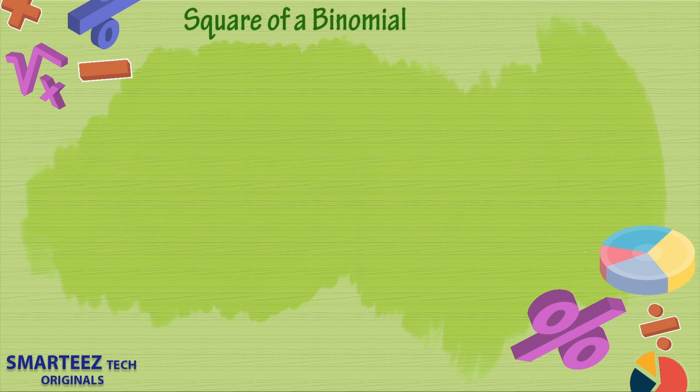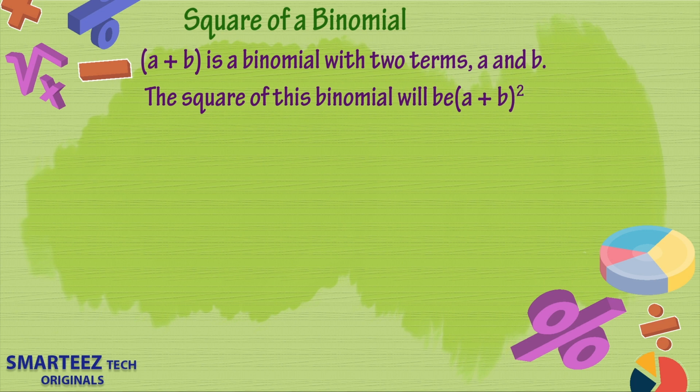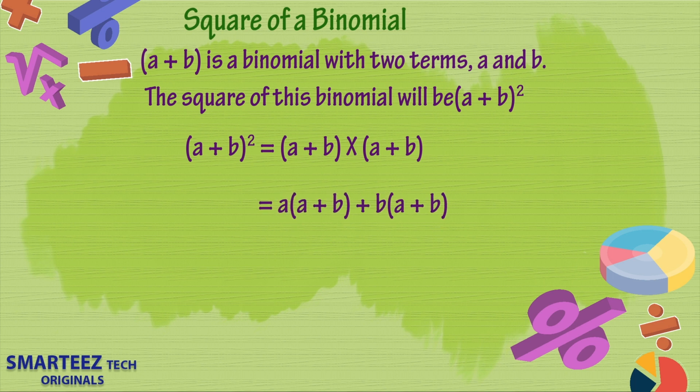Square of a binomial. a plus b is a binomial with two terms, a and b. The square of this binomial will be (a plus b) the whole square. If we use our conventional method of finding the solution, we do something like this. (a plus b) the whole square equals (a plus b) times (a plus b). Now we can multiply each term of the first binomial, which is a plus b, with the second binomial, which is also a plus b.